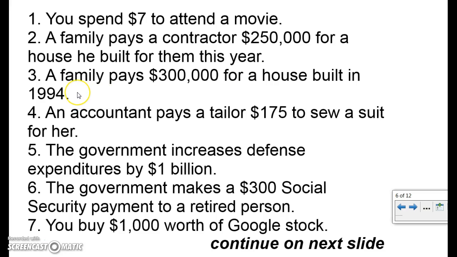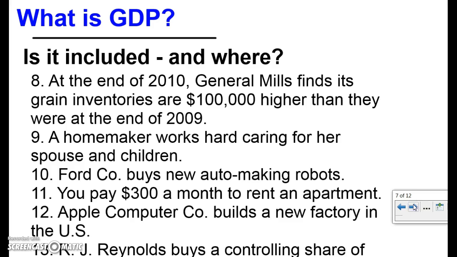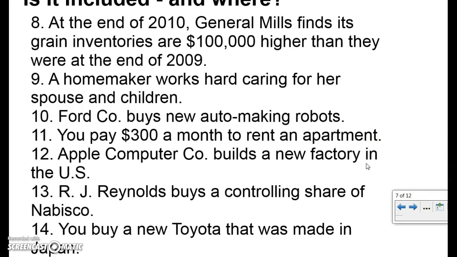Number three is not counted because the house is used. Number four is counted. It's counted as consumption. Number five is counted, government spending. Number six is not counted. It's purely financial. Number seven, not counted, purely financial. Pause again and look at the next ones.